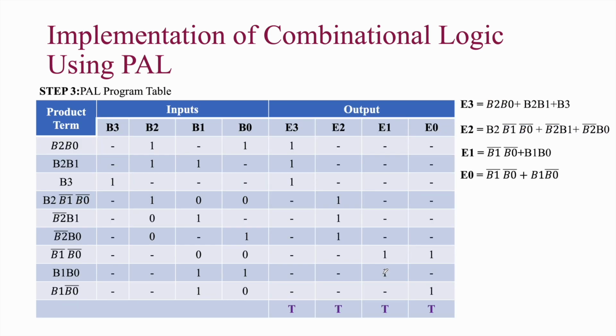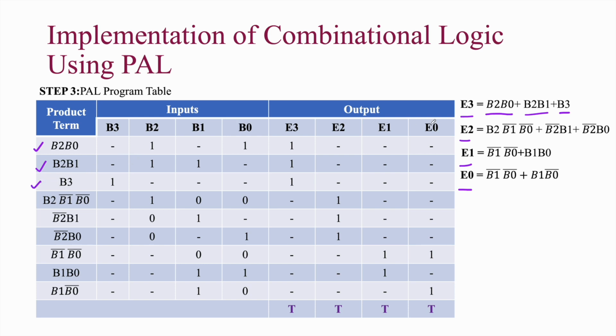Now this is the third table, which is nothing but the PAL program table. In order to achieve this table, first we have to understand what product terms are available in the expressions. We have 4 expressions here, E3, E2, E1, E0. We have to write down all the expressions and then find every term. We have one product term B2, B0. So we are writing B2, B0. There is another term B2, B1. And a third term B3.